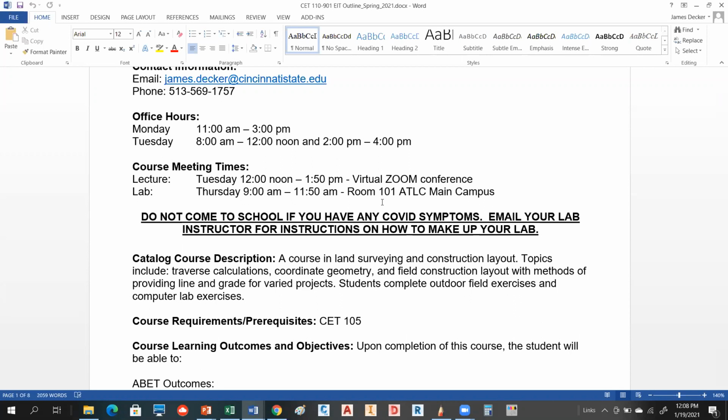And also, due to COVID restrictions and all of that kind of stuff, whenever you are on campus doing whatever, it's important that you have a mask and you also follow the social distancing guidelines, okay? So that's going to be regulated, okay?